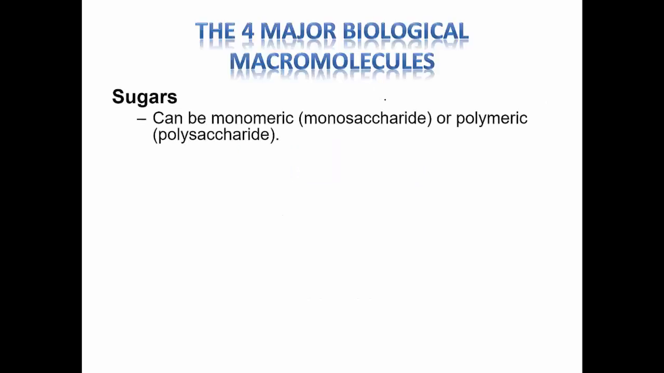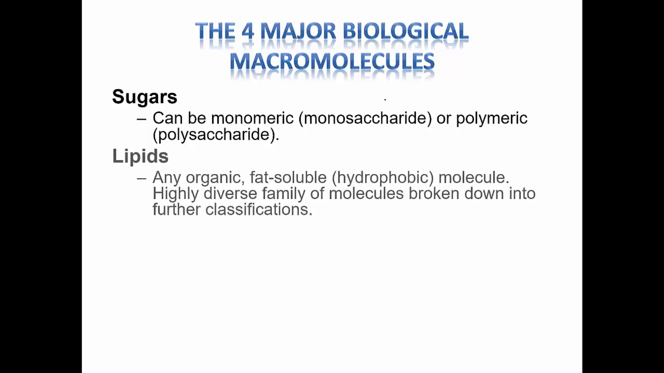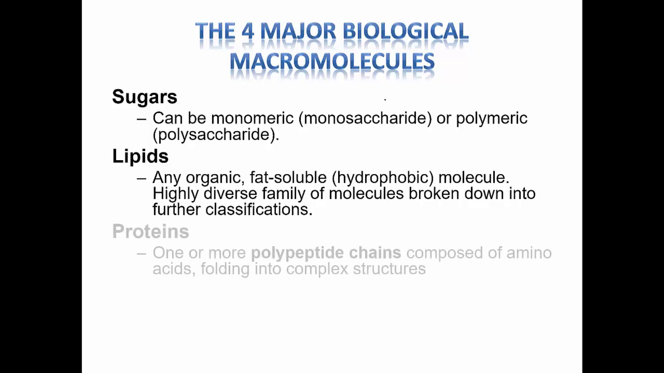The sugars come in 2 forms. They can be monomers or polymers. Monomeric sugars are called monosaccharides, and polymeric sugars are called polysaccharides. The lipids are broadly defined as any organic fat soluble molecule. They are highly diverse, and they can be broken down into further classifications we'll talk about.